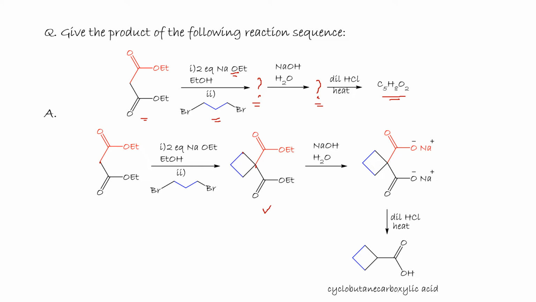So the anion will attack on this carbon first, and then the second anion will attack on this carbon to form the cyclobutyl group on the alpha carbon. Then saponification will lead to the formation of the salt. Add HCl to form the carboxylic acid, and while heating you lose CO2 to get the cyclobutane carboxylic acid.